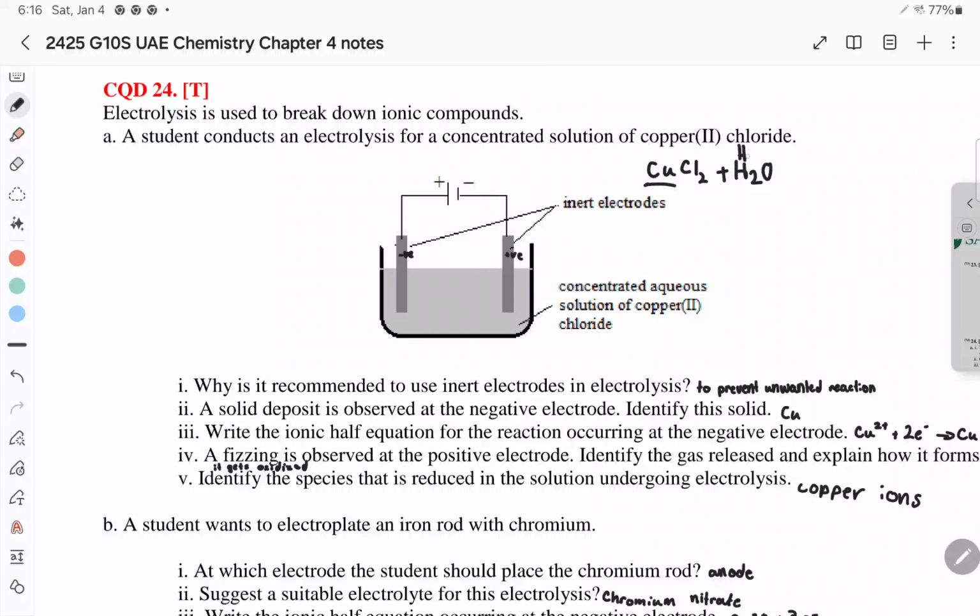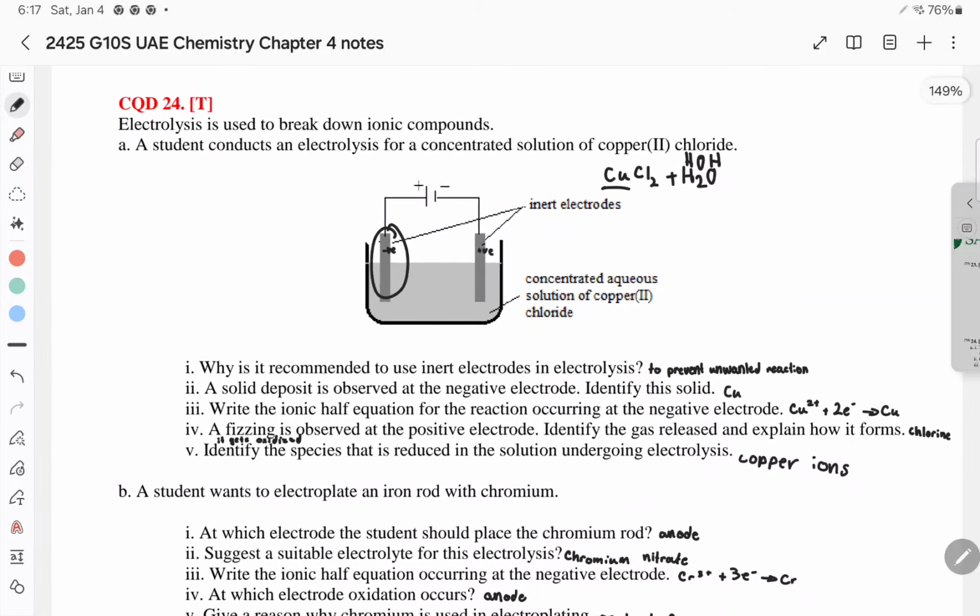Between Cu and, this is HOH. So between Cu and H, the Cu will win because it has a higher tendency. So it's going to form a metal, which is the solid deposit they're talking about, which is going to happen on the negative electrode since this is the positive ion. So on the negative electrode, the Cu is going to form. And I think these are switched, but sure. Doesn't really matter for this question.